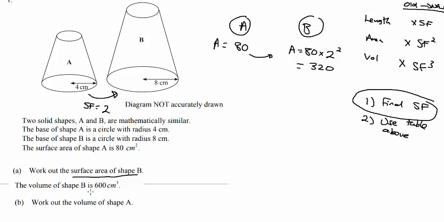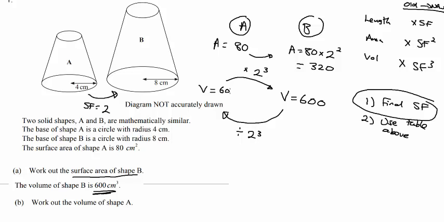Now let's have a look at this. You're told that the volume here is 600, and it's saying find the volume here. The first thing to understand is that going from small to big, we would times by the scale factor, which is 2, and cube it. So to go from the big to the small one, we're going to have to divide by 2 cubed. So this one is 600 divided by 2 cubed, which is 8. The answer to the volume is 75. Does that make sense?